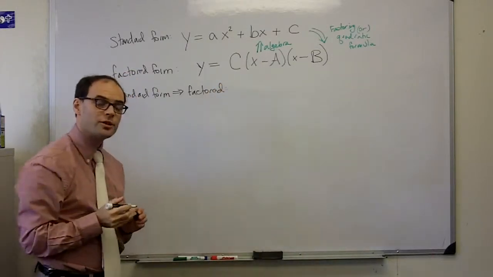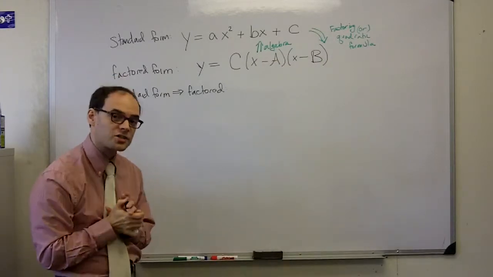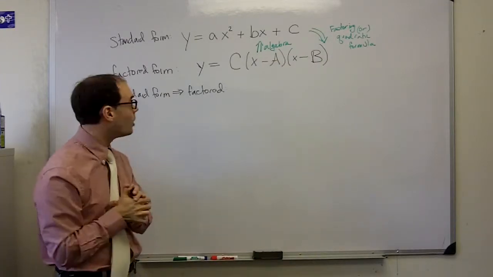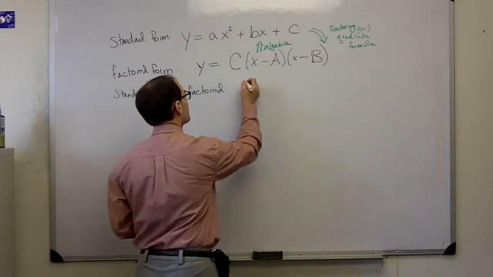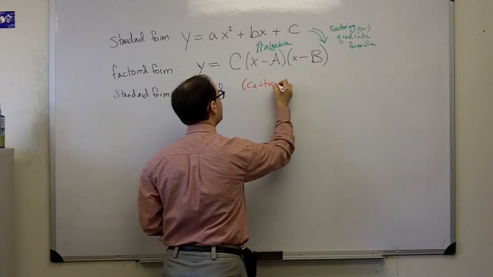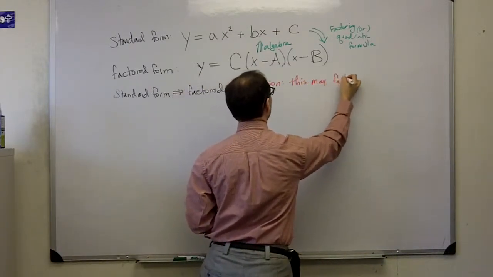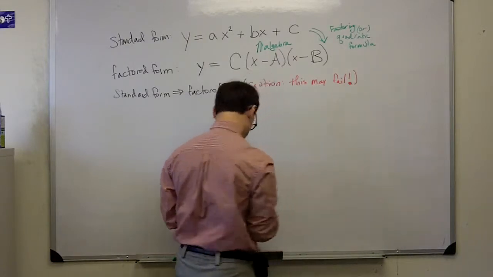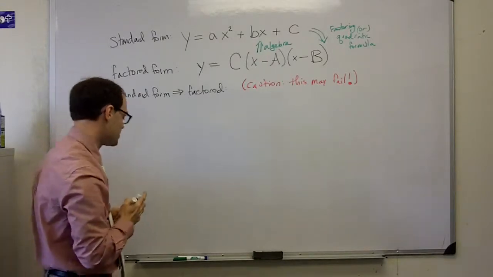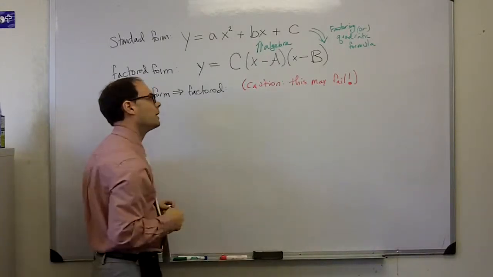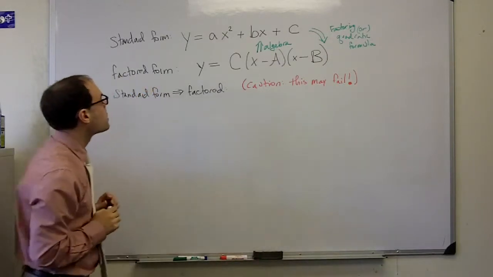Now, if you remember from the previous video, there's sometimes situations where your quadratic polynomial is not going to have any x-intercepts at all, so then it won't have a factored form. So this does not always work. So caution. This may fail. So we'll need to pay attention to that. Sometimes there is no factored form that you can write down. Well, there is if you're willing to go talk about complex numbers, which we're not in this course.